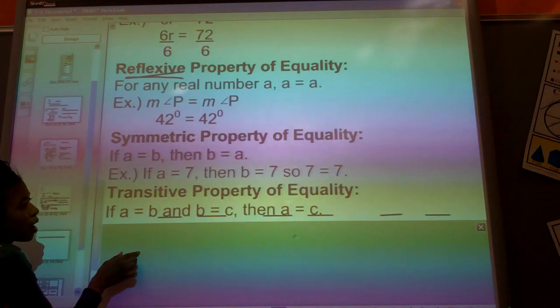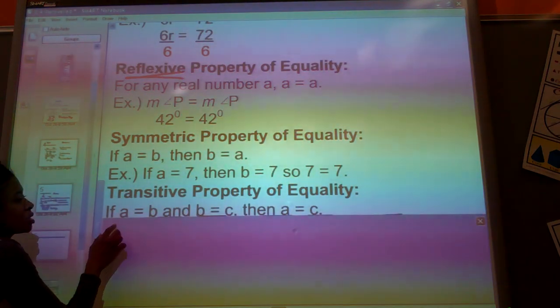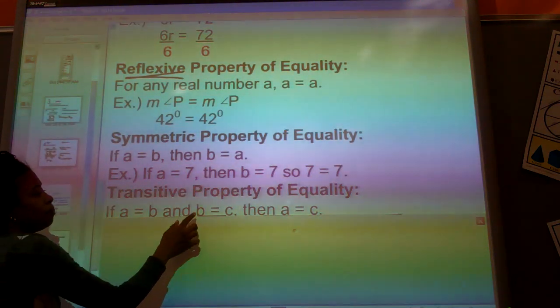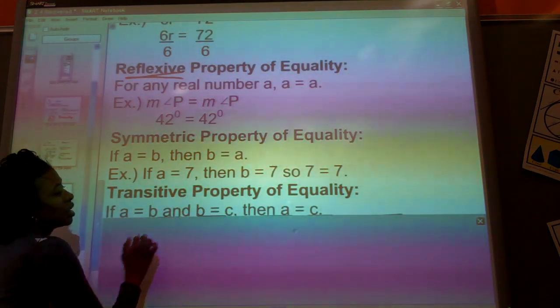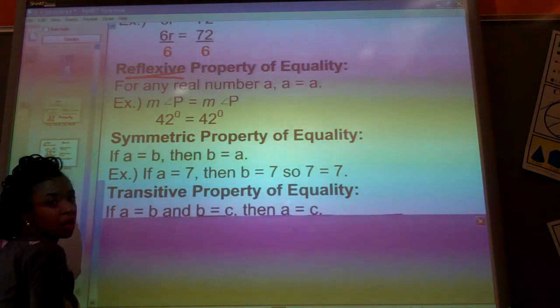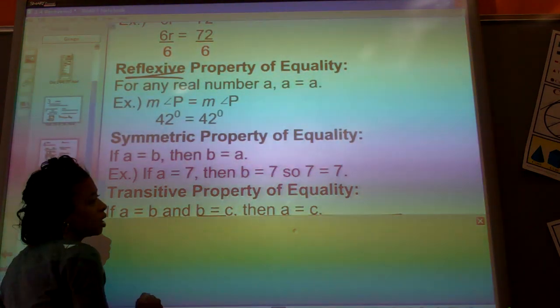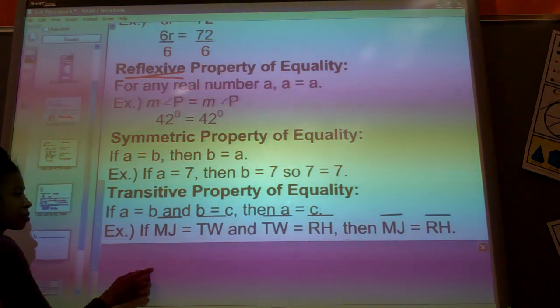Transitive property of equality. I love this one. Transitive property of equality is if A equals B, and then B equals C, what does that mean? If A and B are equal, and B and C are equal, what is that saying about A and C? They too must be equal. So A is equal to B, then B is equal to C. That means that A also must be equal to C.